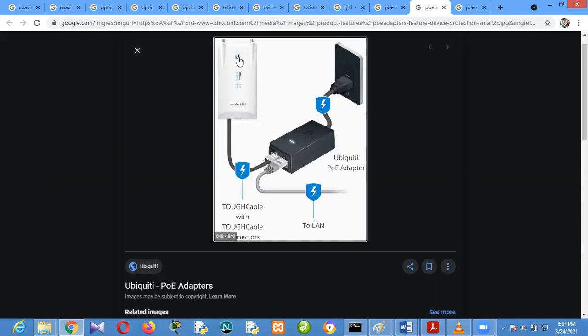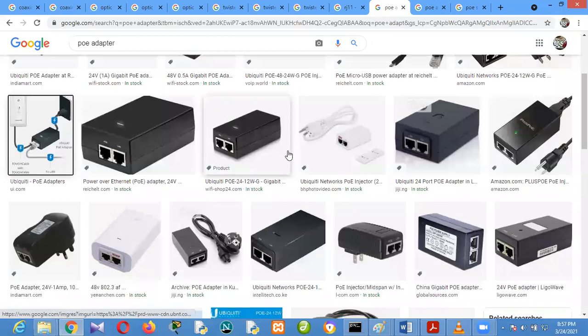Like this one now is a radio. If it is a camera, you connect from here to the camera. If it is an alarm, you connect from here to the alarm. If it's a voice over IP phone, you connect to that voice over IP phone.